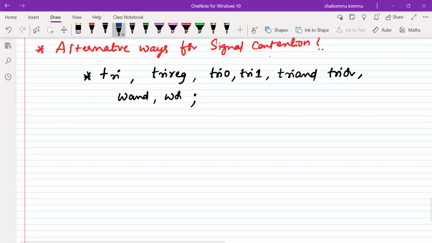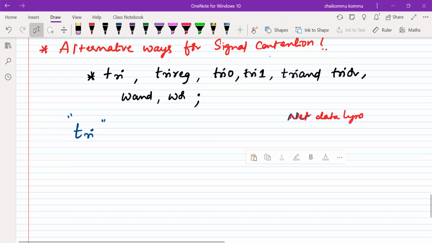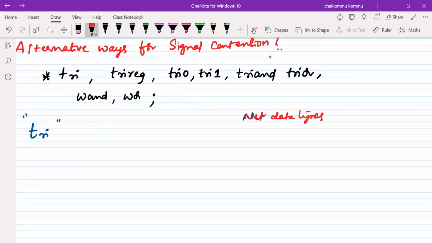Let us consider first tri. Tri is also a data type, under the net data types. Net data types: so far what we have seen is wire. Now another one is tri also.